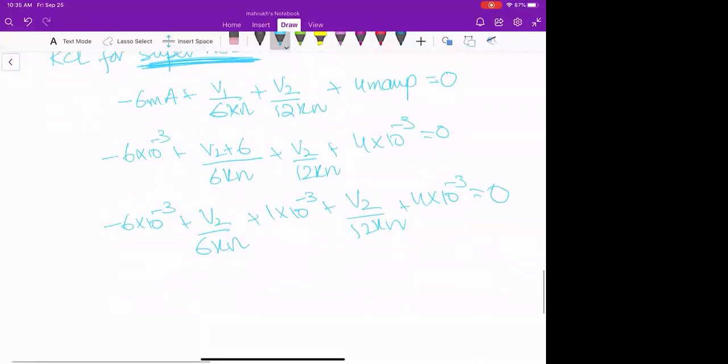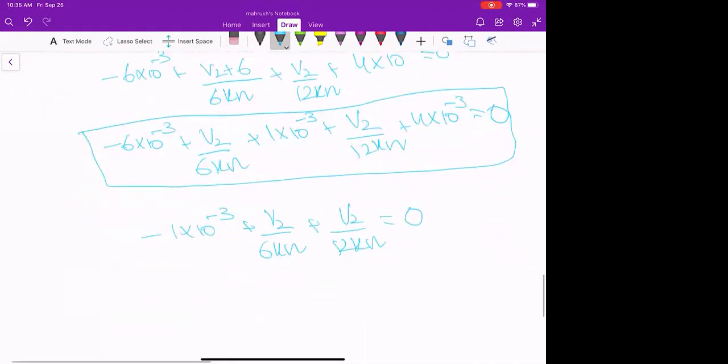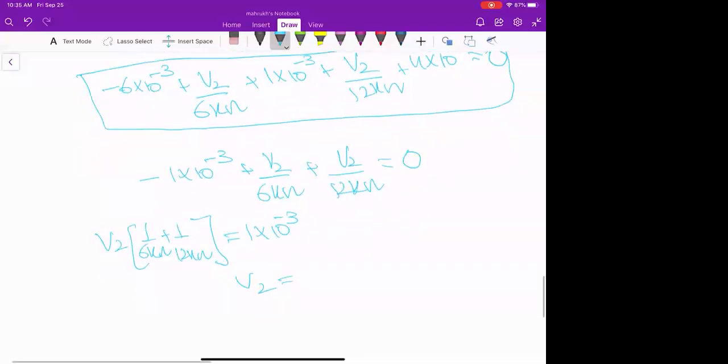Right, and then we can solve this equation for V2. Minus 5 plus 4, yes, and then this will become... so V2, solving it will give us 4 volts.